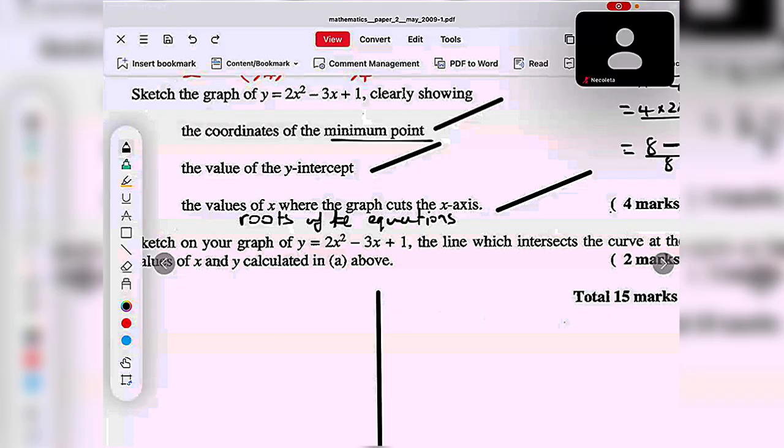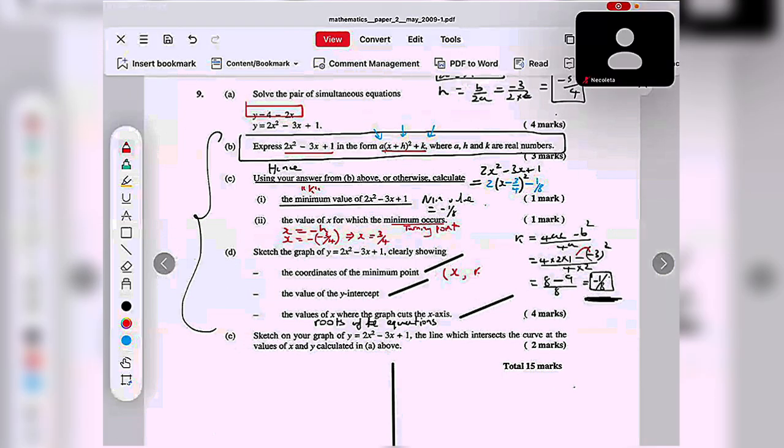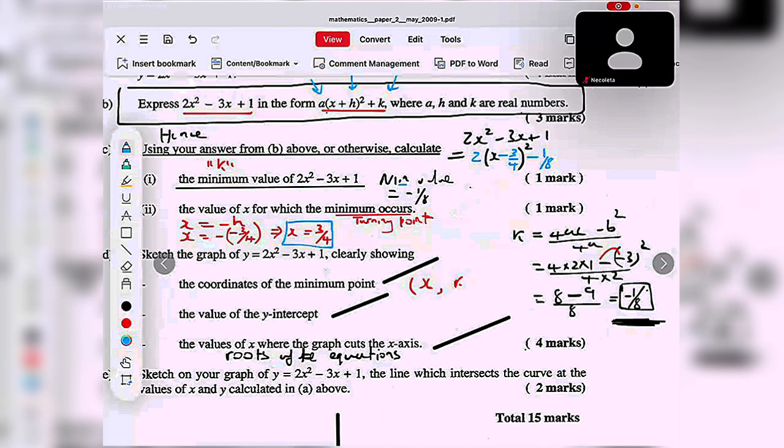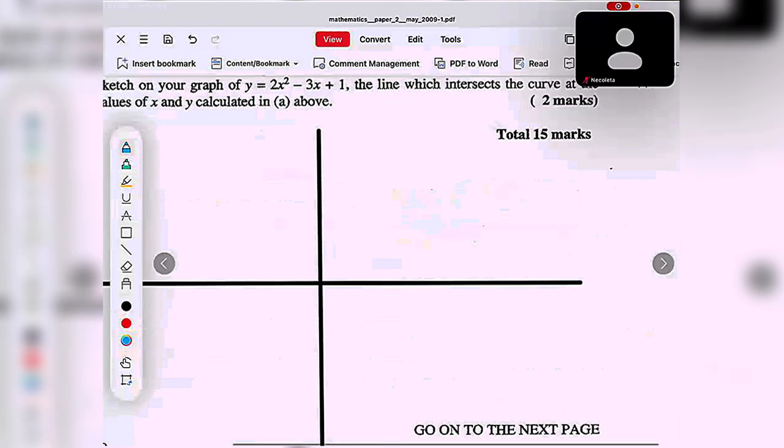So the minimum point, what's the minimum point? The minimum point, ladies and gentlefolks, is going to be x, k. That's the minimum point when you combine x and k. So notice that up here, we had gotten x, and up here we did get k. So the minimum point is going to be 3/4, -1/8.